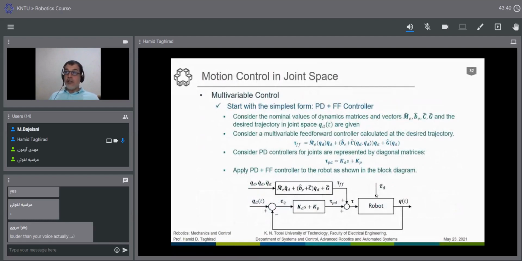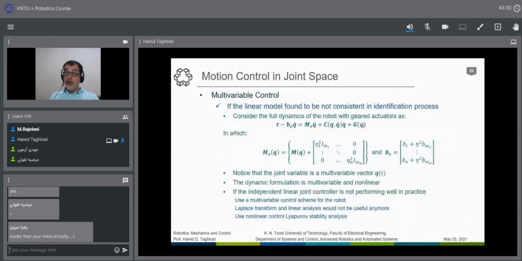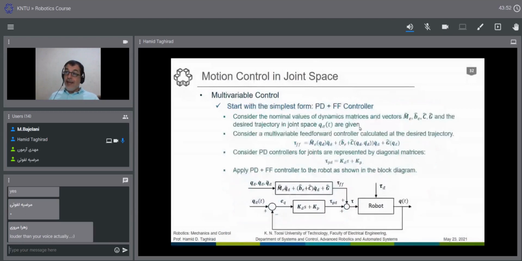We consider that there are some disturbance torques coming in here. Not the gravity. The gravity is inside the robot. It is inside the robot dynamics. So we have the gravity embedded in here. But other than the gravity, maybe we have some other disturbances. We call it tau d. Everything is in joint space.